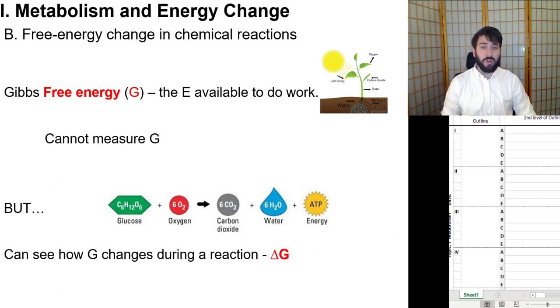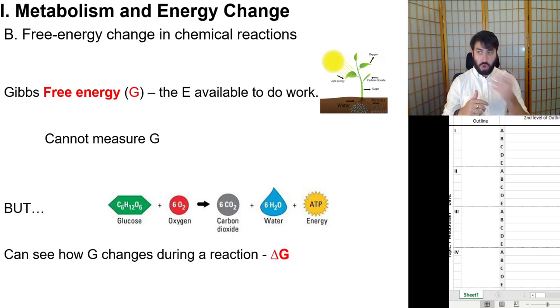So talking about total energy in a system can be pretty difficult to do and maybe not necessarily so useful. Instead, what we often talk about is how much free energy, also known as Gibbs free energy, is available. Free energy is what is available to actually do work. It can be pretty difficult to measure how much free energy exists at any given moment, but what we can see is how free energy changes during a reaction. In other words, the delta G, or the change in G of a reaction. So let's take a look at this reaction here.